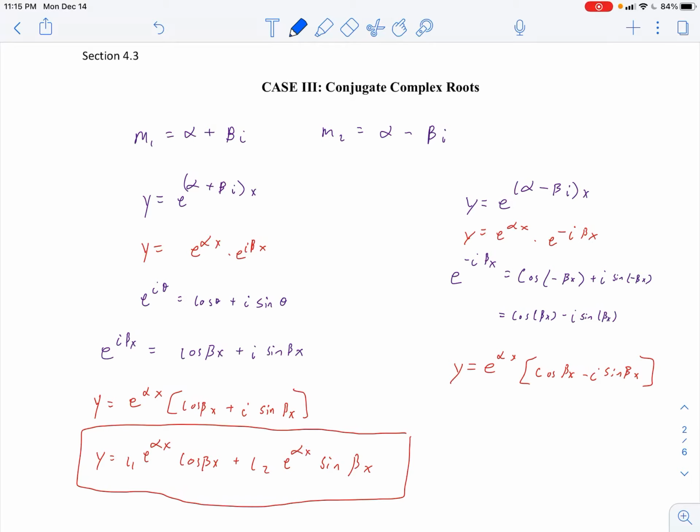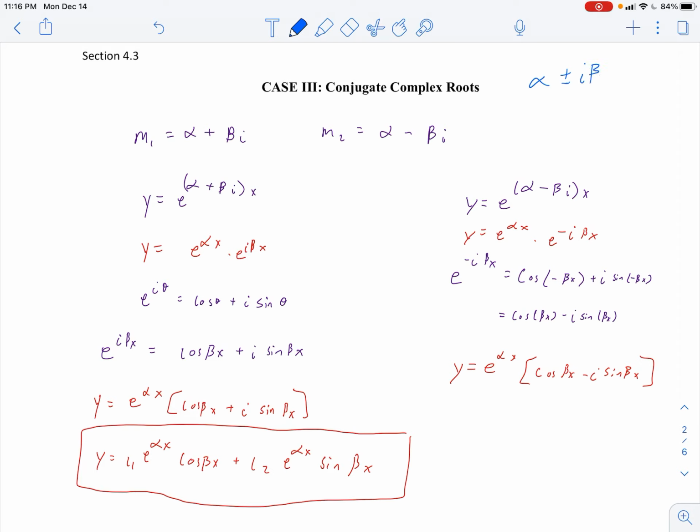Conjugate complex roots. So now, say we have the auxiliary equation, and we're trying to find the solutions to that quadratic equation. Instead of repeated roots, or two distinct roots, we get imaginary or complex roots. If that's the case, we do the quadratic equation, and you get alpha, which is negative b over 2a, plus or minus the square root of some negative number, so we have the i, so i beta.